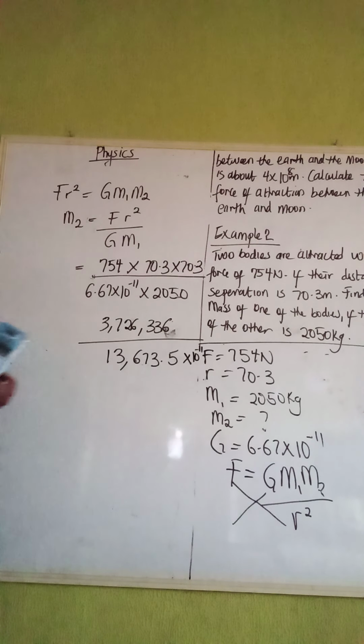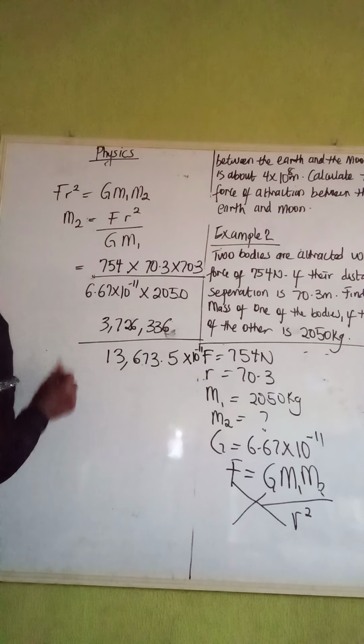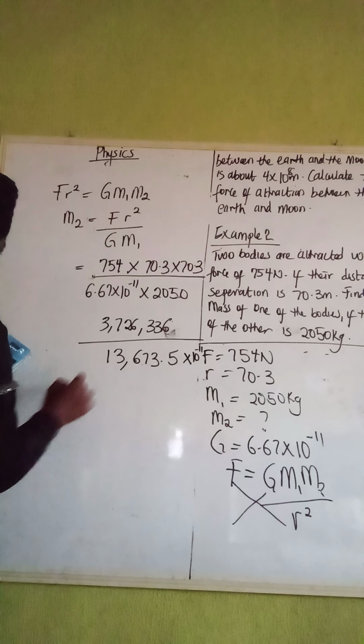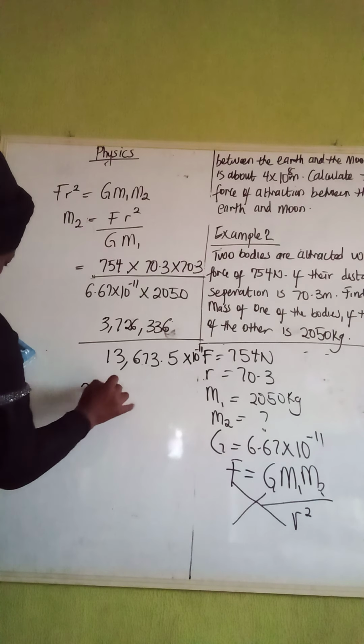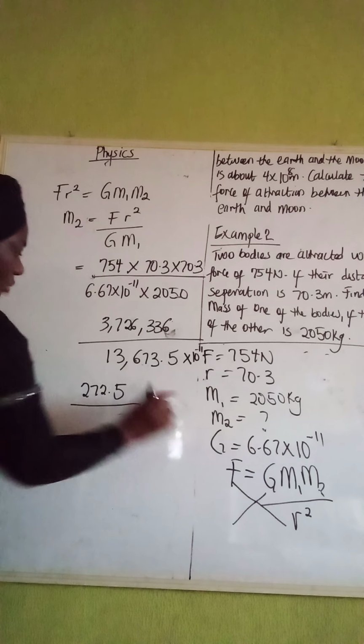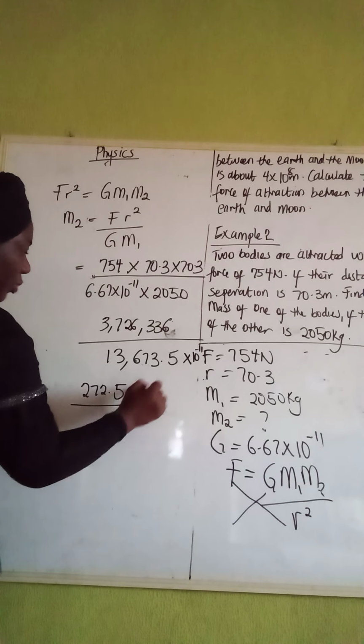Now let's look at this one. You can do that all together: 336 divided by 13,673. And that will give us 272.5. Remember that we have this one here times 10 raised to the power minus 11. But this 11 here, when it goes up, it becomes what? Times 10 raised to the power 11. Now, the minus is going to be automatically removed.